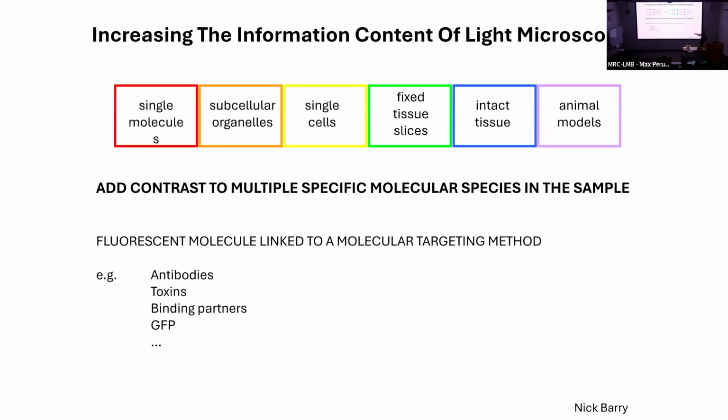What we want to do is really increase the information content of light microscopy by adding contrast to multiple specific molecular species in the sample. That's what we can do using fluorescence labeling. We've got antibodies against proteins, toxins that stick to particular structures in cells. We've got binding partners, GFP, we've got lipid labels. We can label RNA and DNA and whatnot. So we've got a whole toolbox of things to label specific proteins, and fluorescence is the way we see them, one distinguished from another.